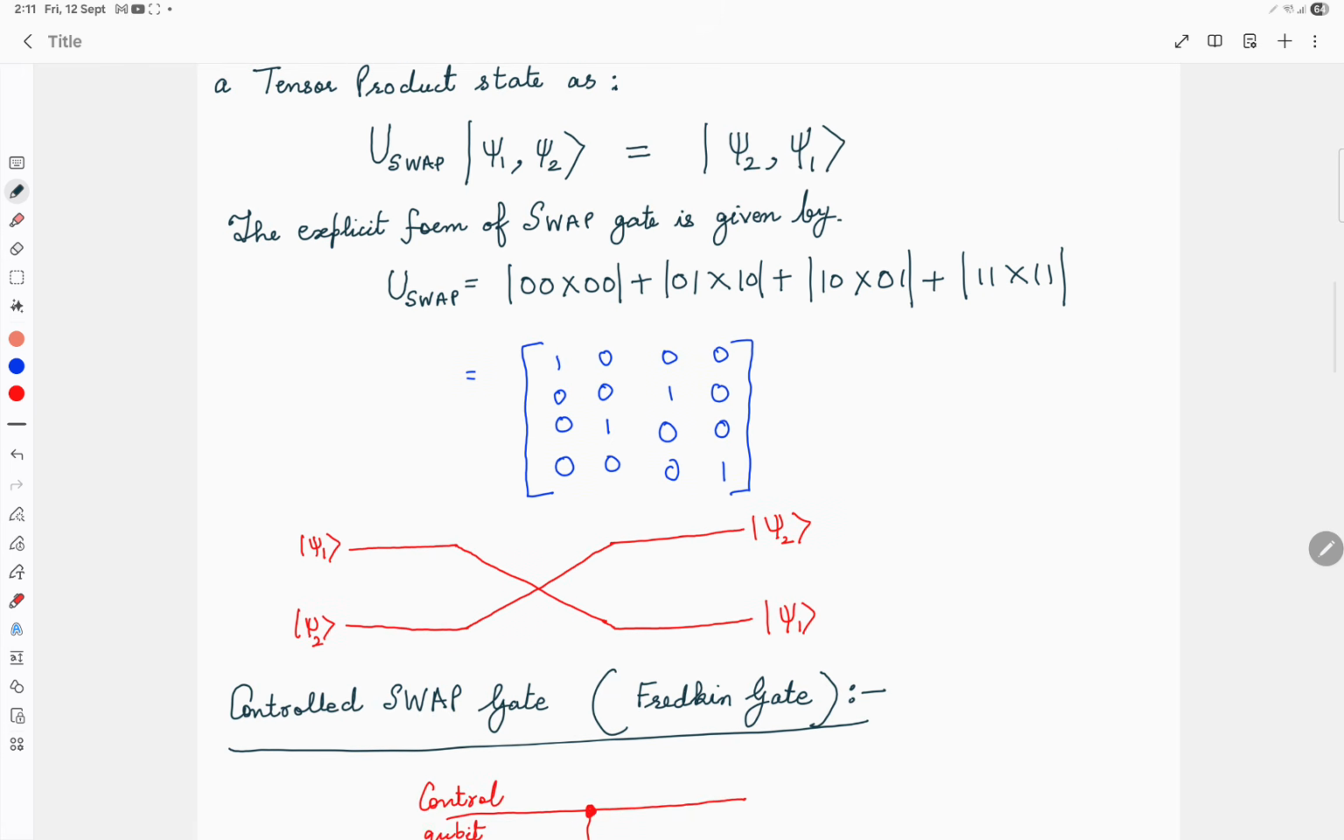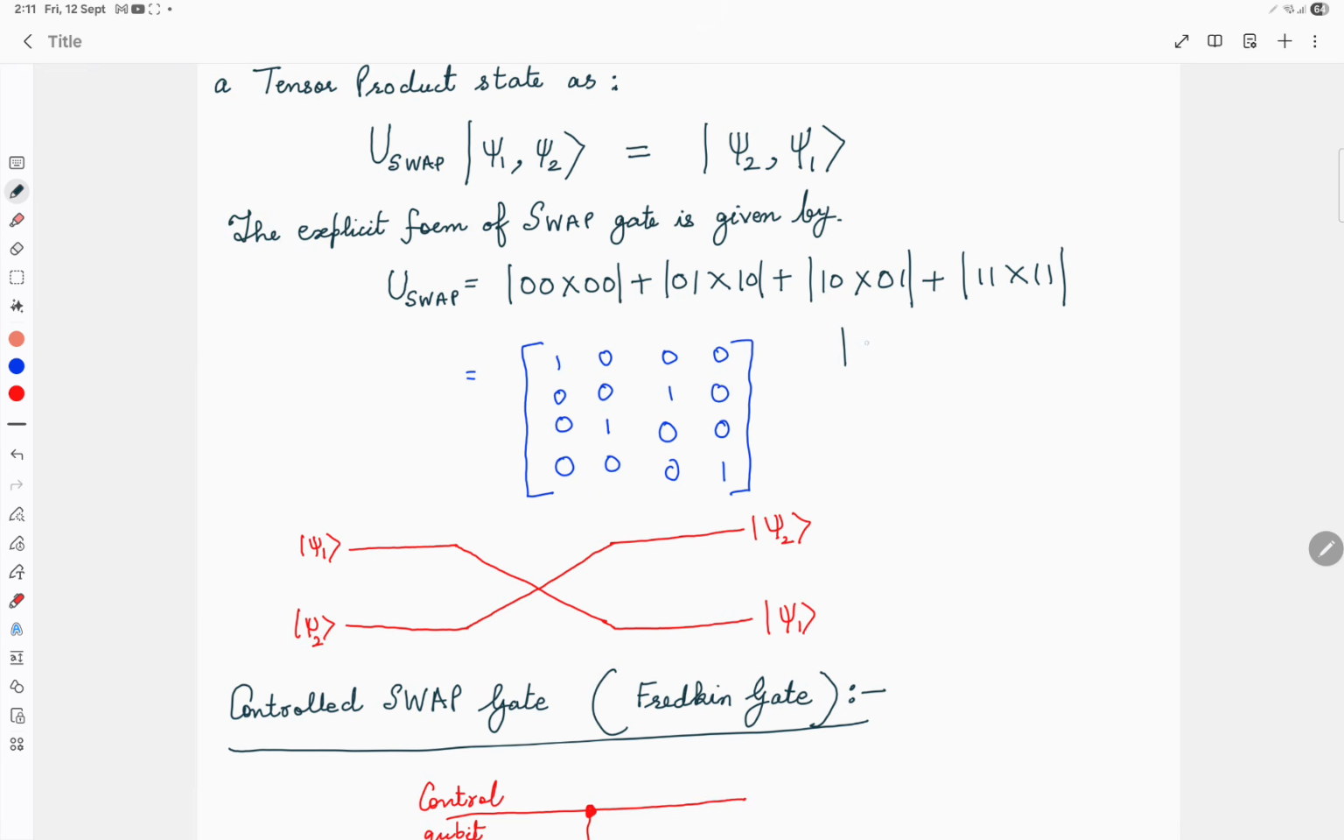So this is the symbol of the swap gate. You will see that after the application of the swap gate, the two qubit values are swapped. And this is the explicit form. Once you solve this explicit form, that is, when you try to put it in the matrix form, let me show how you can expand this.